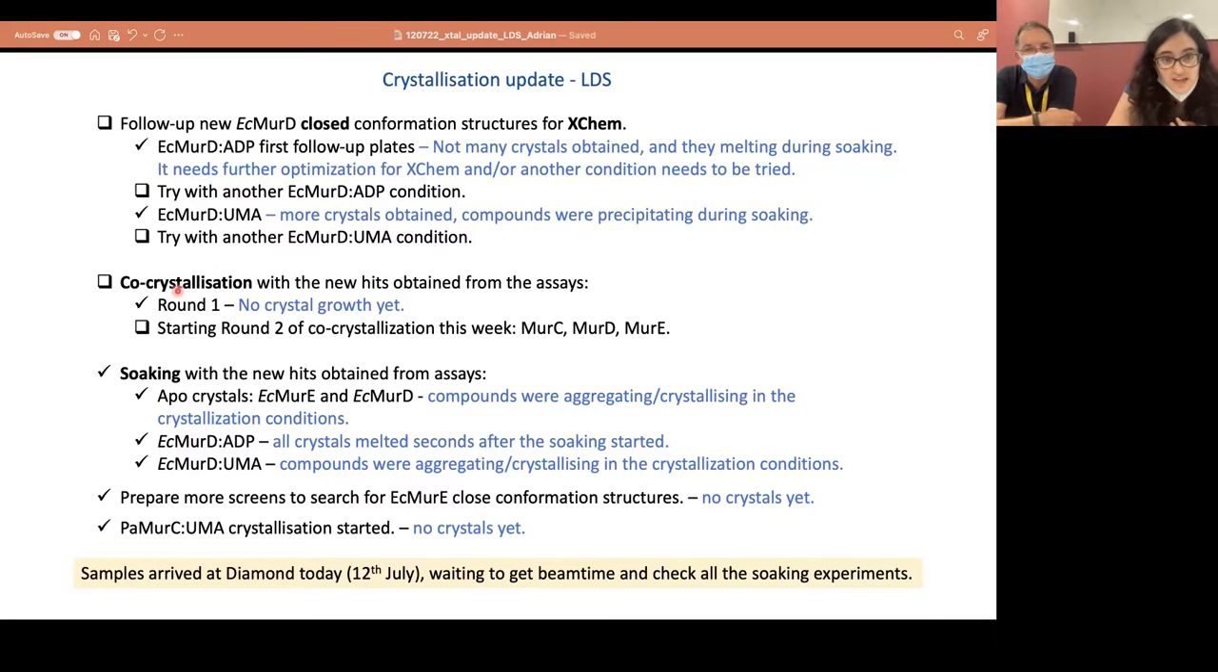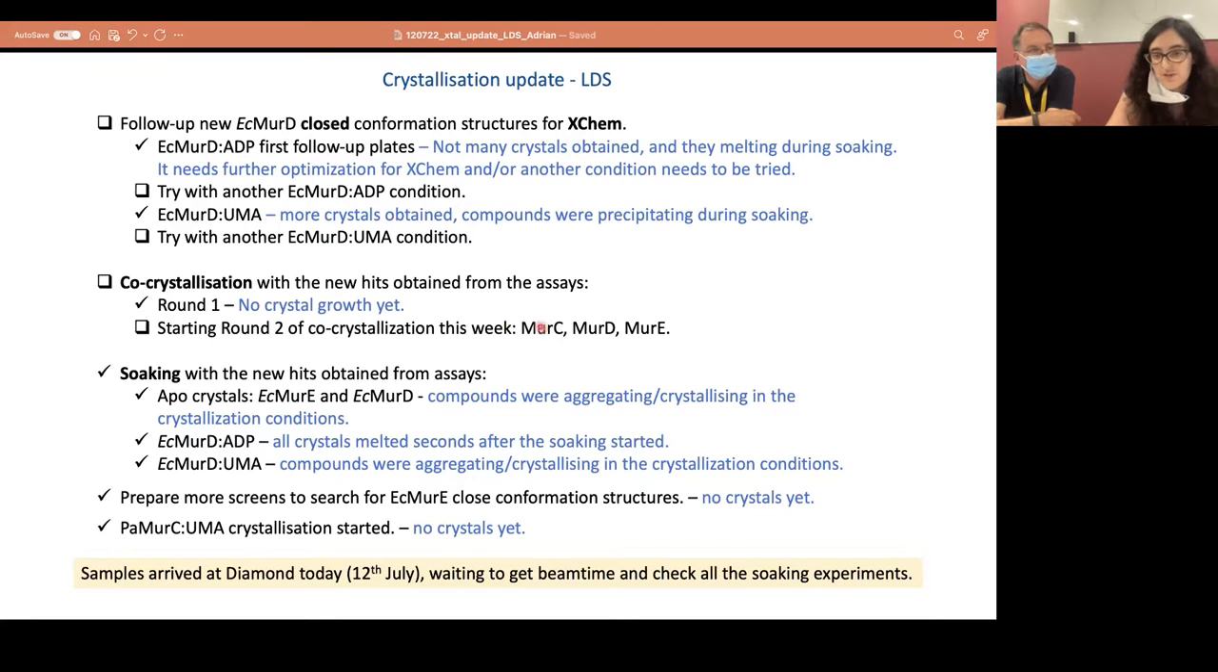Next, I've done co-crystallization with the 4 hits, the top hits that we are working on. I don't have any crystal growth yet, but there are still more things that I can try. So that's going to start in round 2 of the co-crystallization. It will involve 3 proteins, MurC, D, and E, with the compounds. So let's see how that goes.